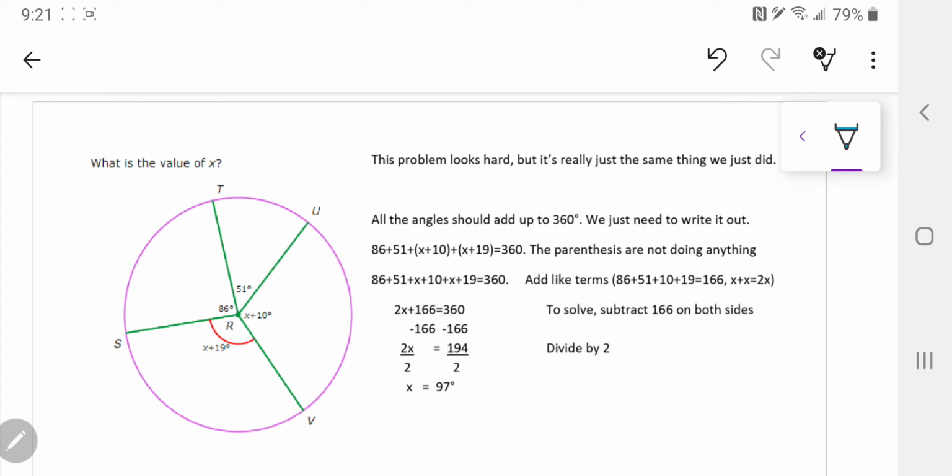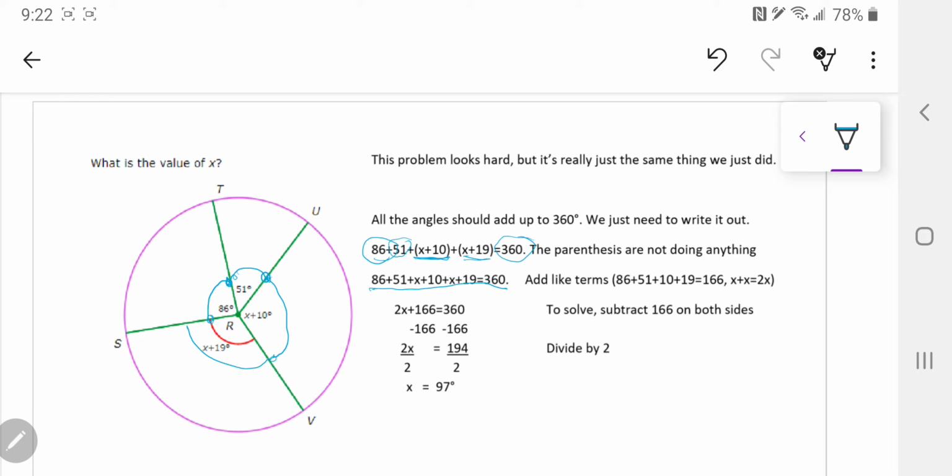What I do is I like to write it all out first. So I'm going to start here. I'm going to go, okay, 86 plus 51 plus x plus 10 plus x plus 19. Those should all equal 360. On this one, we're always adding to 360. These parentheses aren't doing anything. Sometimes if there was a 2 out front you would distribute the 2, but here they're not doing anything, so I just rewrote it.